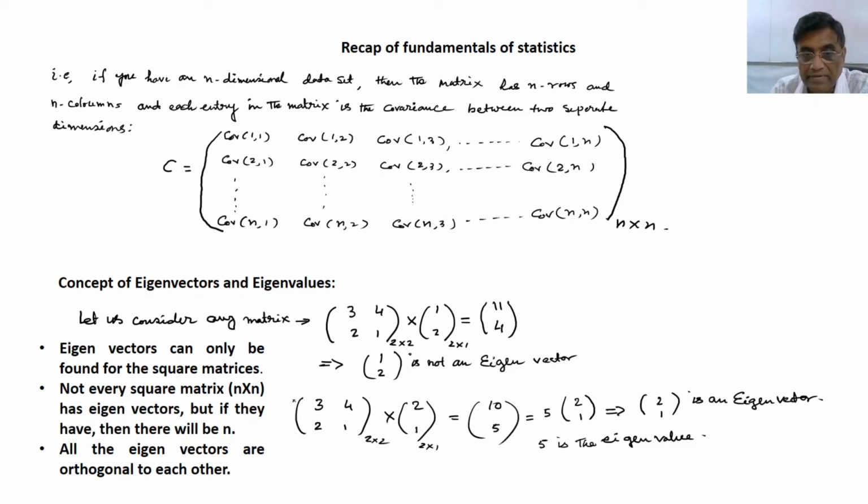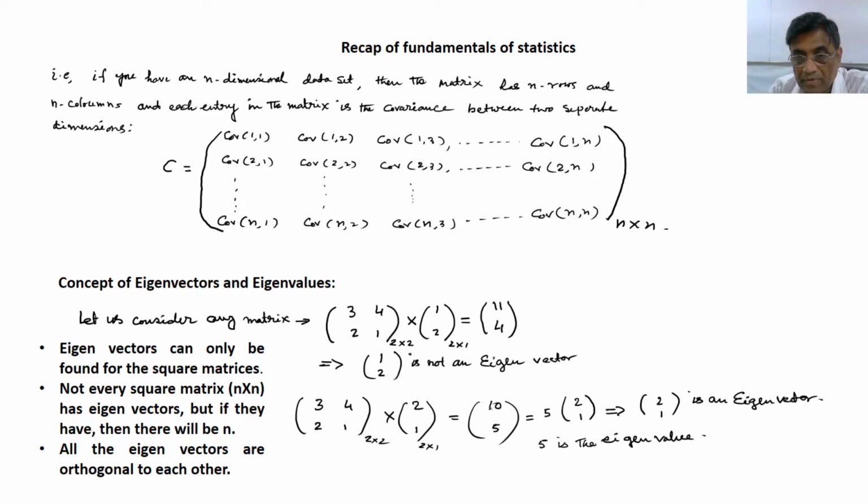If any matrix is multiplied by a vector and gives back the same vector with which you are multiplying the matrix, then that vector is an eigenvector of this matrix.